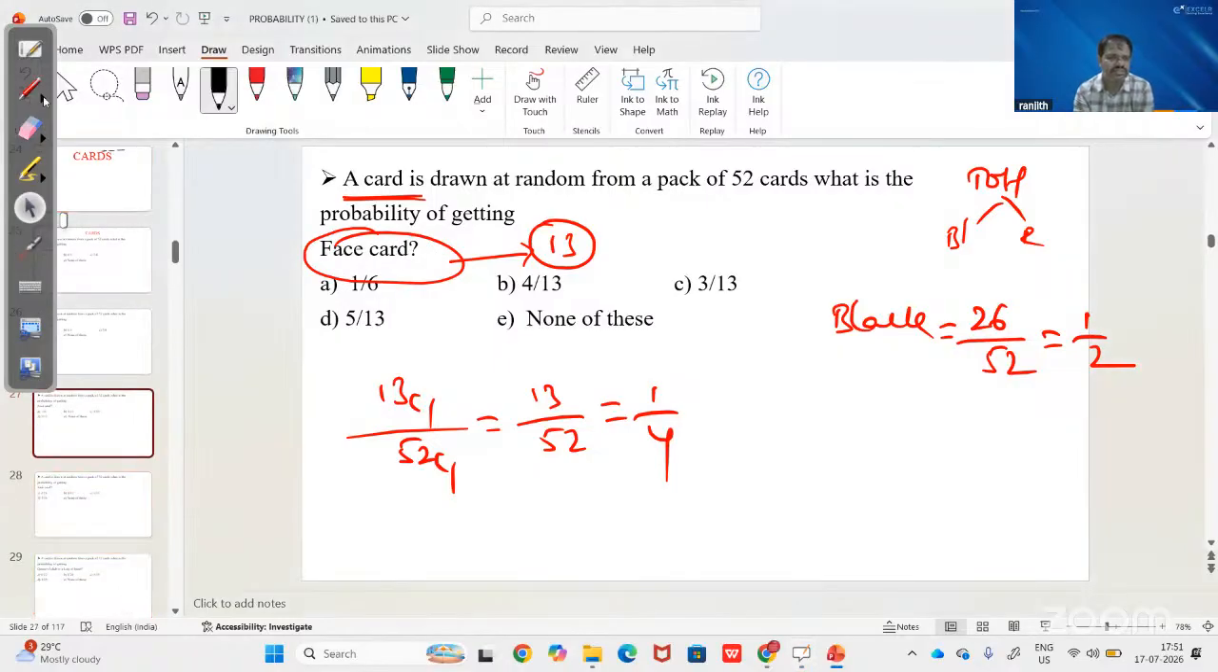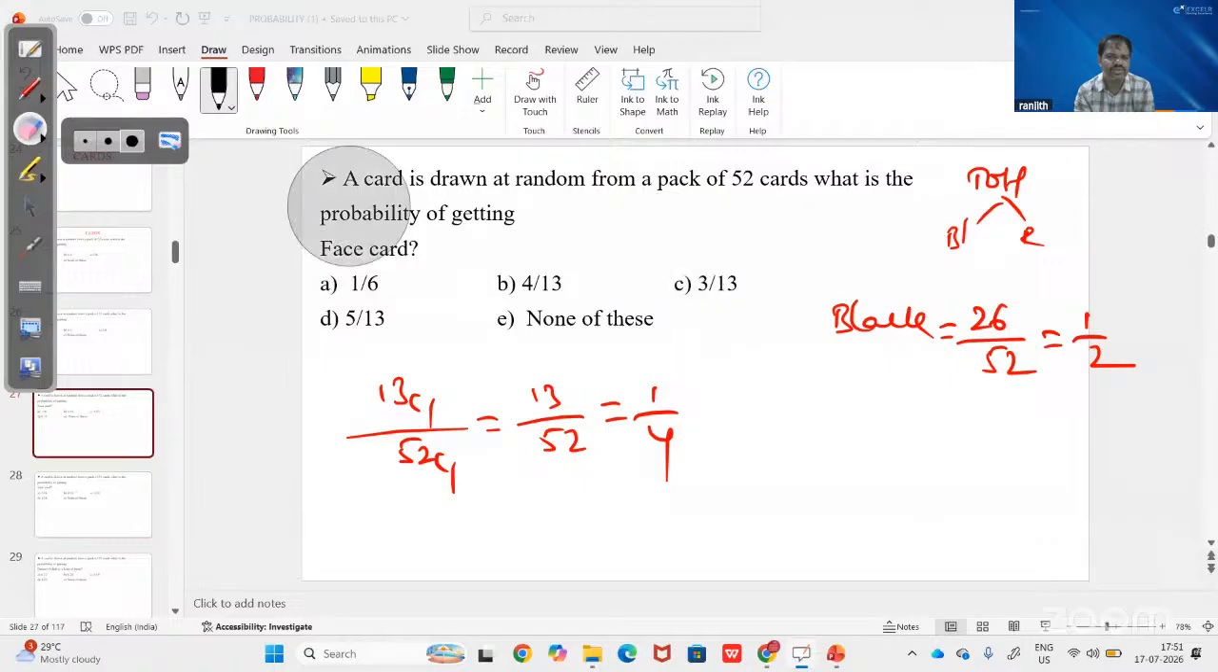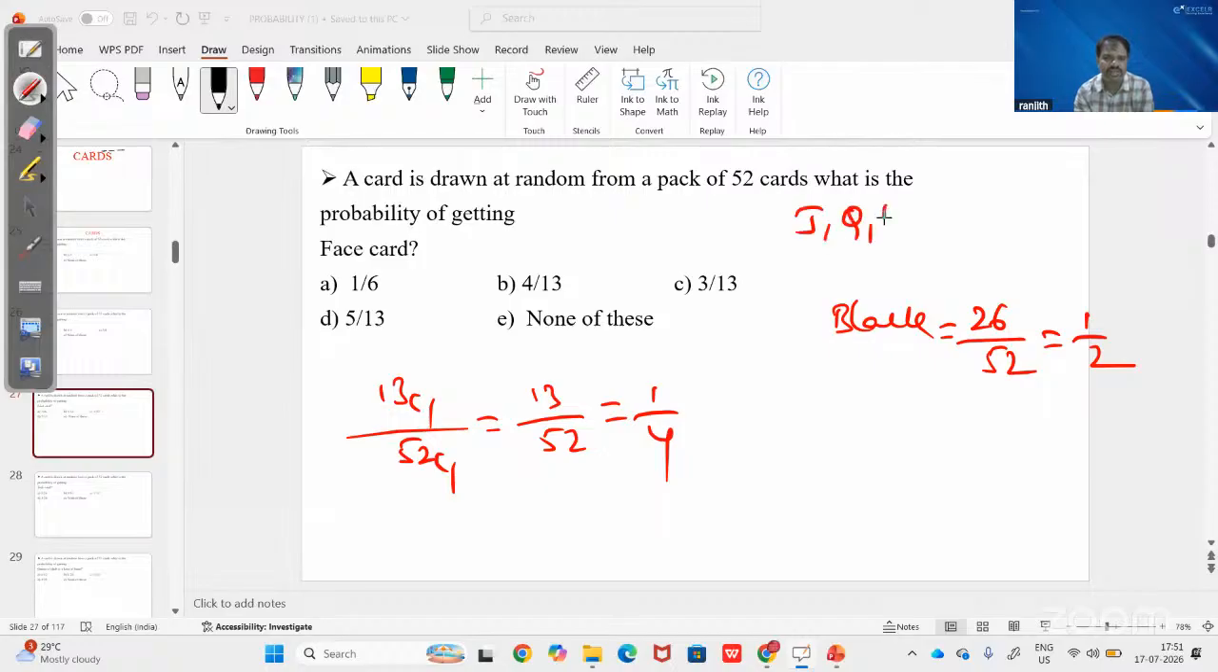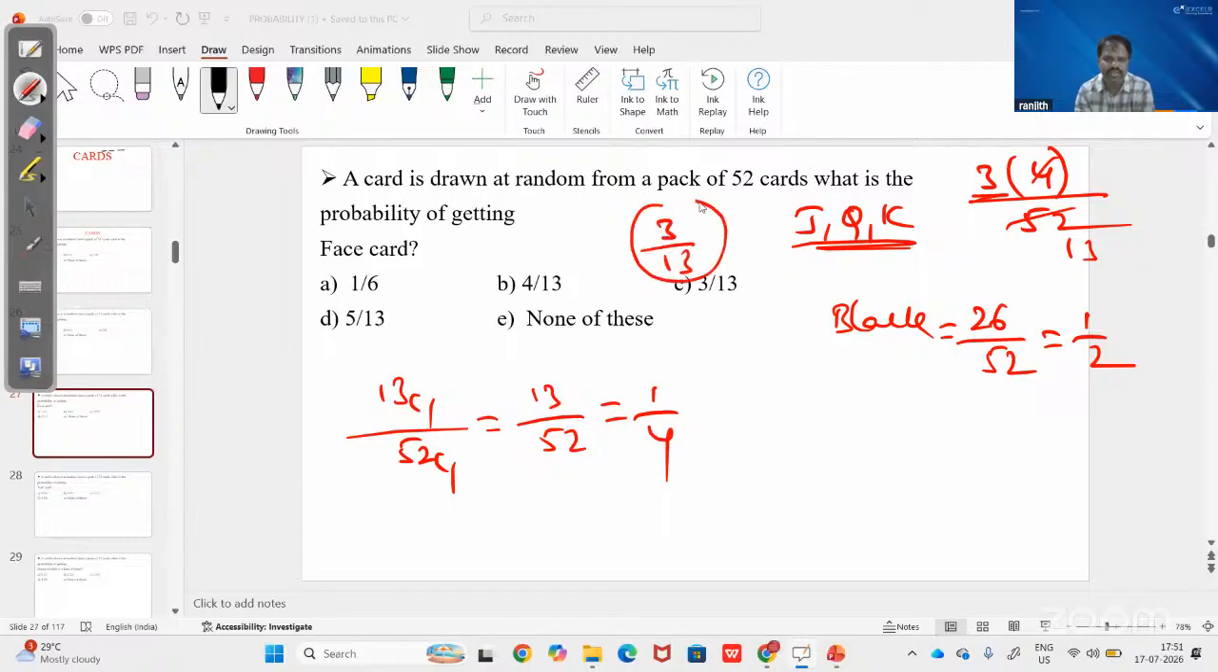Next. Just now we discussed the probability of a face card. What are the face cards we have? J, Q, K. So in total 3 cards. Each set contains 3 cards, and there are 4 sets, divided by 52. So 3 into 4 by 52. The 4 and 4 into 13 cancel, so the answer will be 3 out of 13.